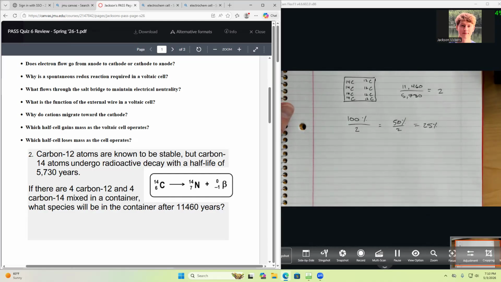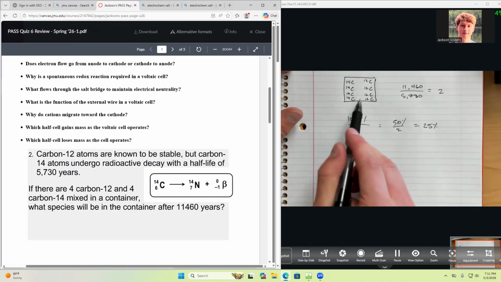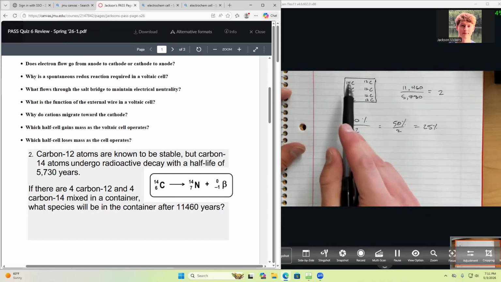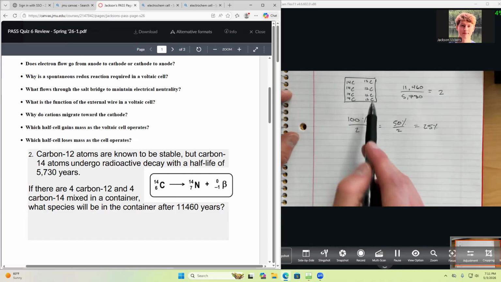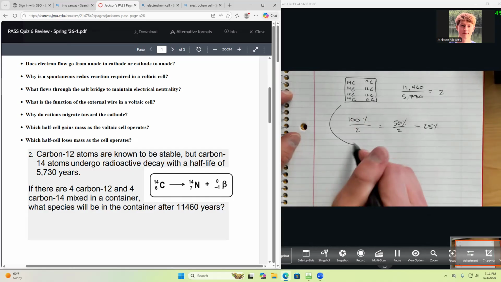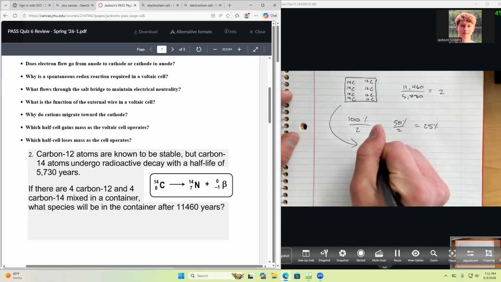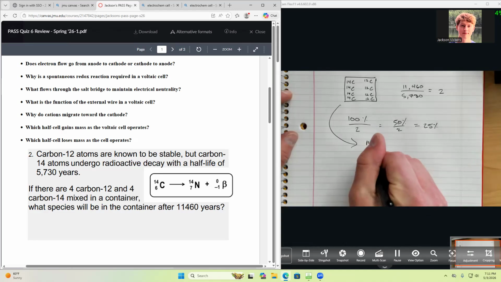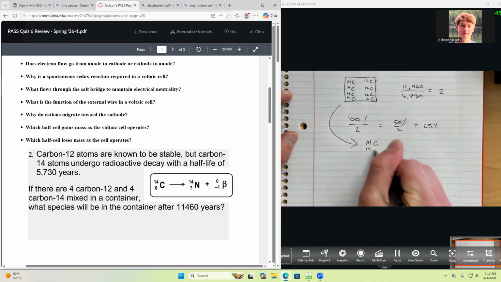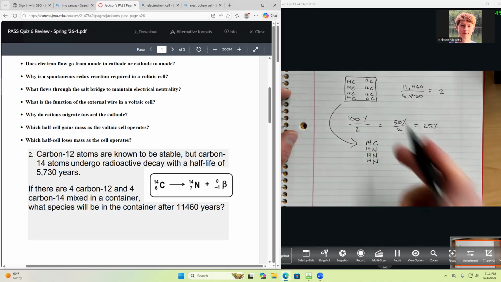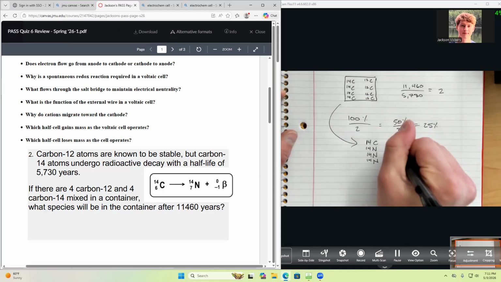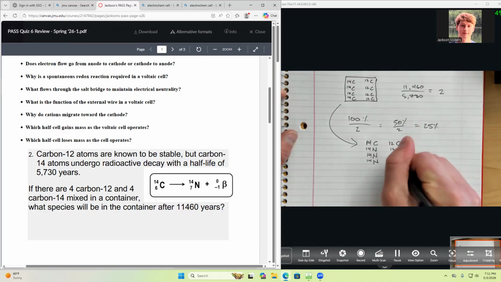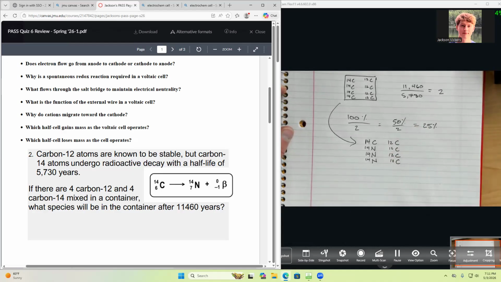So the answer here is if we drew this initial thing with our 4 carbon-14s and our 4 carbon-12s, after this amount of years, we'll be left with only one of those left, 25%, and the other 3 will become the nitrogen. And then we know that the carbon-12 is going to stay the same. So this would be the answer.